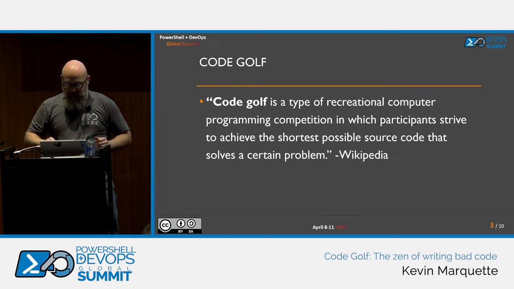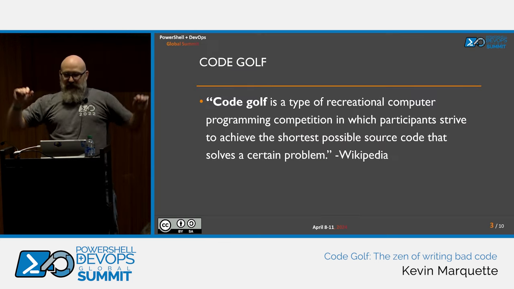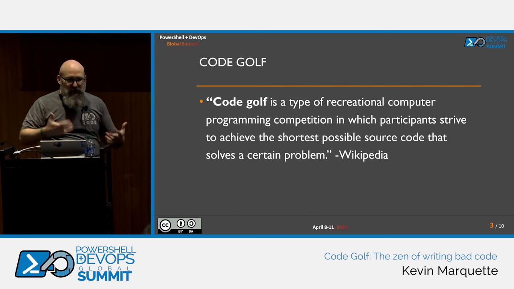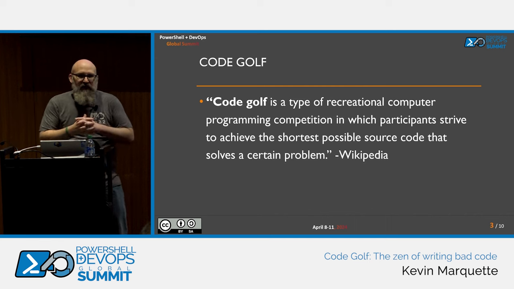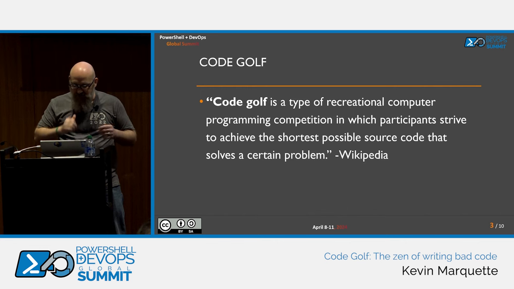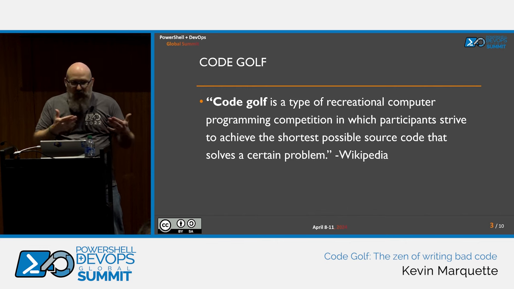And here we go. All right, so what is code golf? It's like a puzzle. It's like a puzzling approach to solving problems. And the idea is that we want to solve a problem with the fewest characters possible. Just like in golf, the low score kind of wins here.